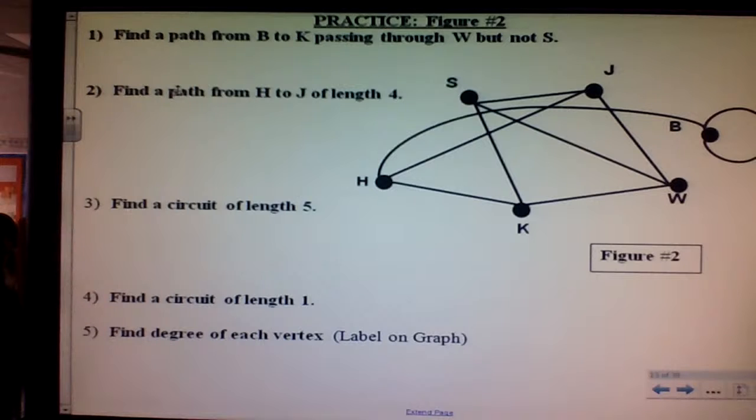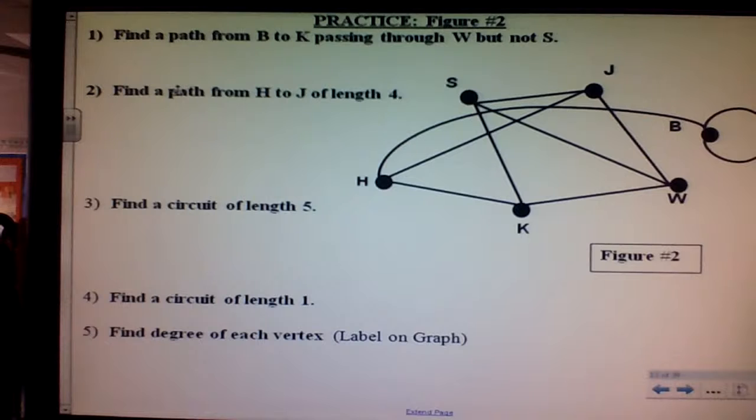I want you to try these ones on your own. Be careful with number 1. Find a path from B to K where you pass through point W, but not S. You cannot pass through point S. How is that hard? Oh, they told me last period it can't be done.